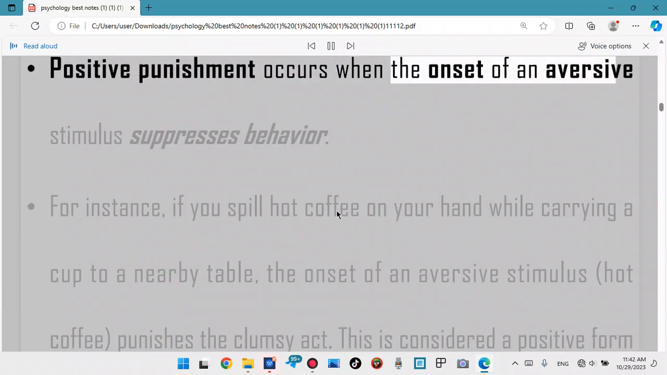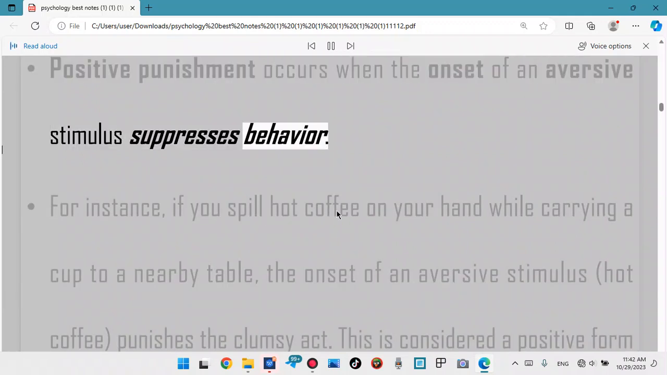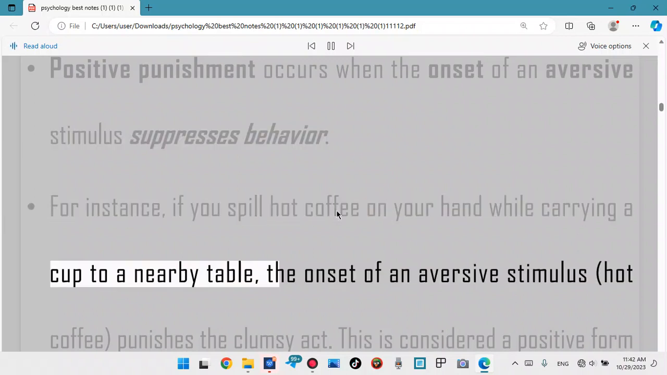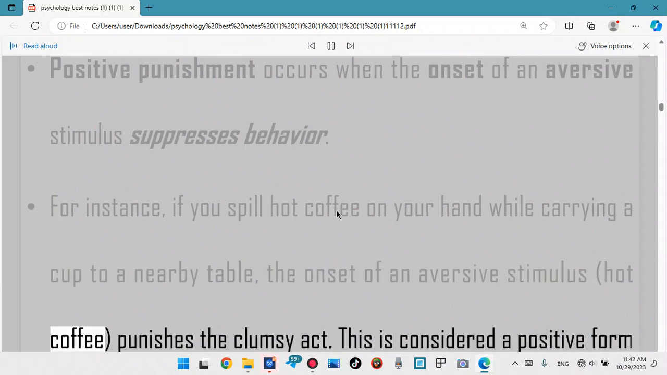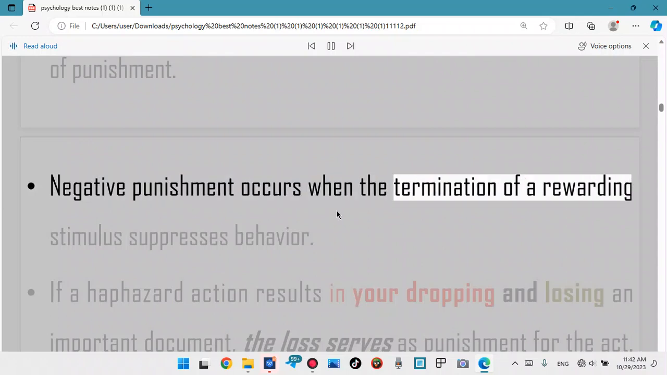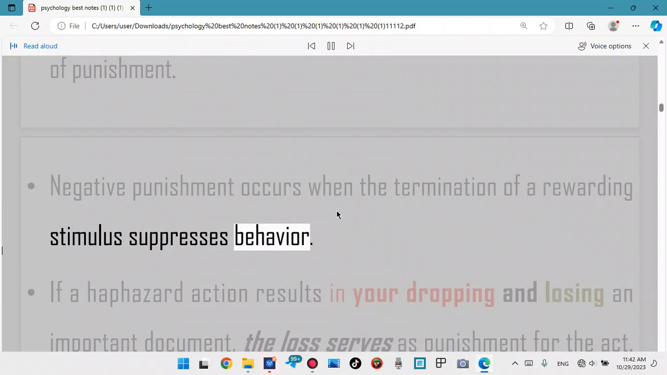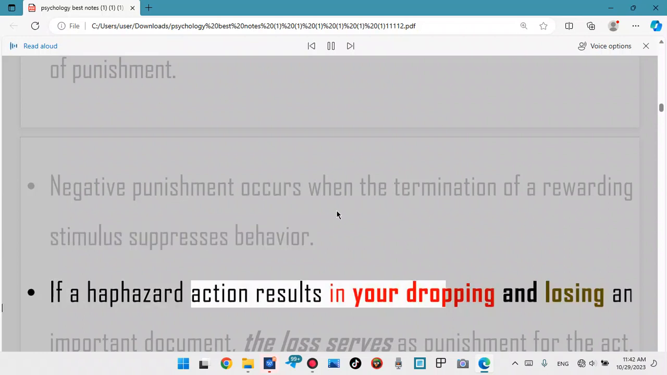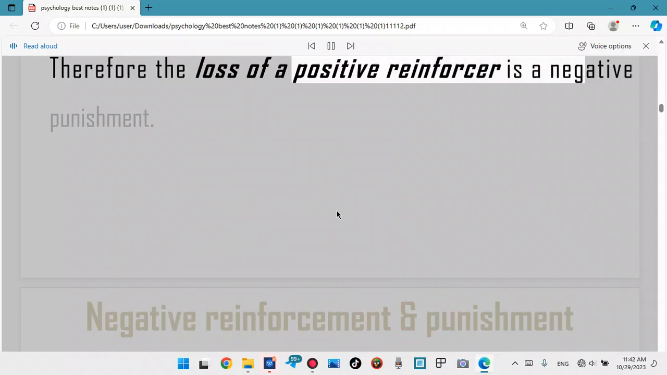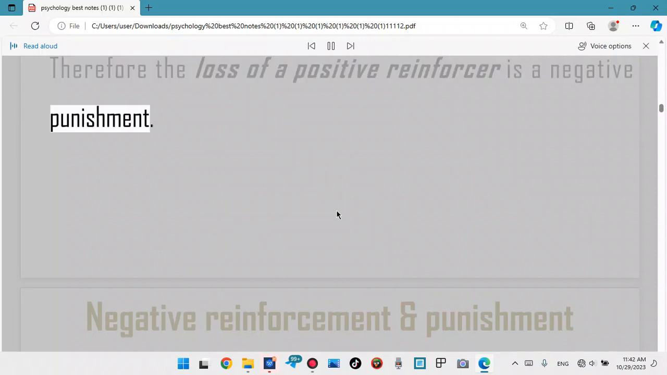Positive punishment occurs when the onset of an aversive stimulus suppresses behavior. For instance, if you spill hot coffee on your hand while carrying a cup to a nearby table, the onset of an aversive stimulus, hot coffee, punishes the clumsy act. This is considered a positive form of punishment. Negative punishment occurs when the termination of a rewarding stimulus suppresses behavior. If a haphazard action results in your dropping and losing an important document, the loss serves as punishment for the act. Therefore, the loss of a positive reinforcer is a negative punishment.